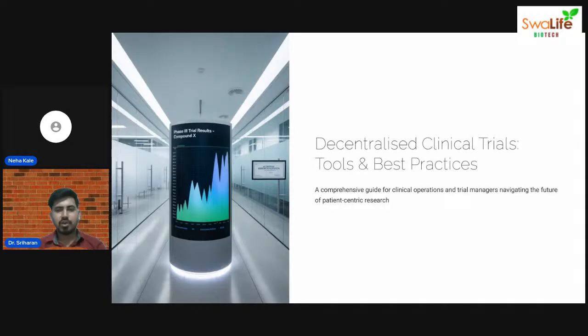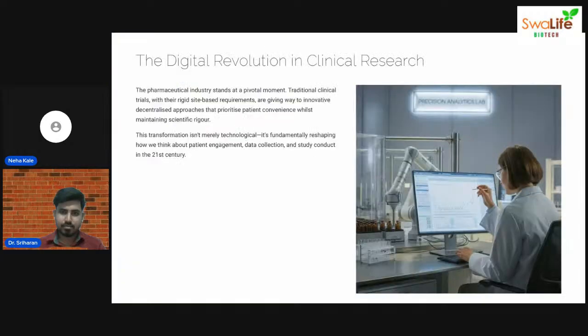Good evening, all. Today we are going to explore the decentralized clinical trial tool. Last class we saw what a protocol is and how AI is used in protocol drafting. The last two sessions were based on the clinical trial protocol and AI. This and tomorrow's session will be on decentralized clinical trials and how AI is used in them. Likewise, we are going to see the introduction: the digital revolution in clinical research.